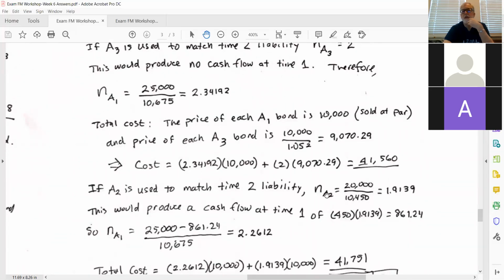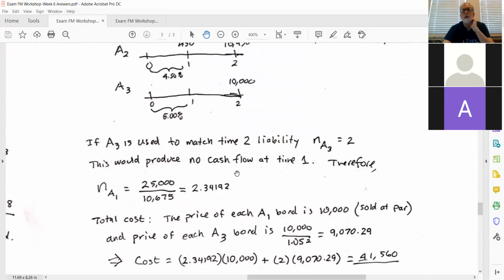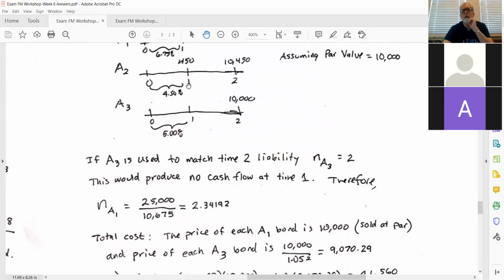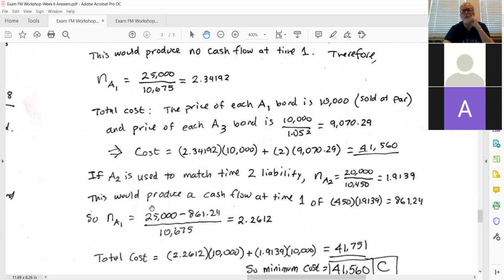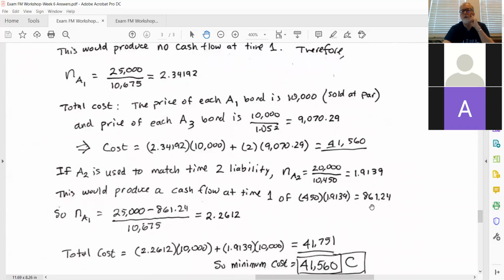So we need to calculate the number. We're now dividing by 10,450. So we need 1.913 of those bonds. And that bond has a coupon, so that 1.913 times the coupon payment of 450 means that if we use A2, we're going to get a cash flow of 861.24 that we can use to offset the 25,000.